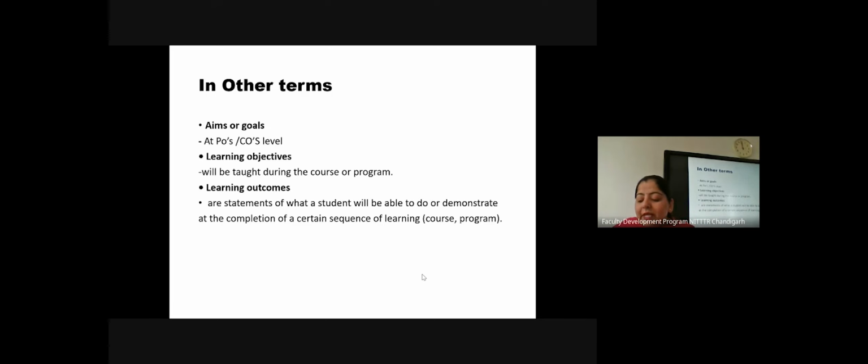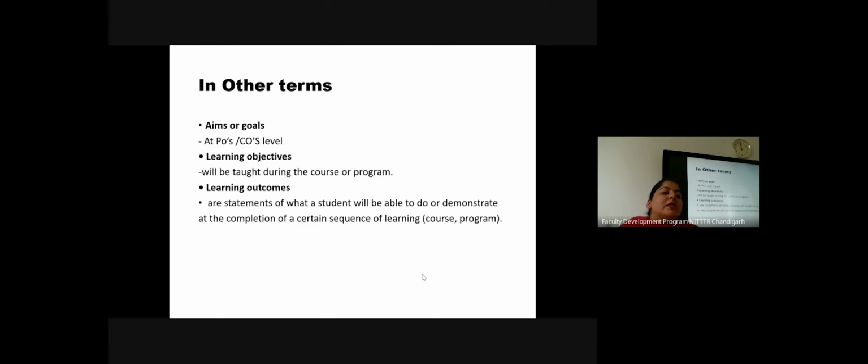So when we say aim and goal, that is in line with the program outcome and course outcome. It provides us a broader objective and a broader aim of what this program is going to serve to the different stakeholders for which the student is getting formal education. That is the major value or the major objective that is defined with the help of program outcomes and course outcomes.